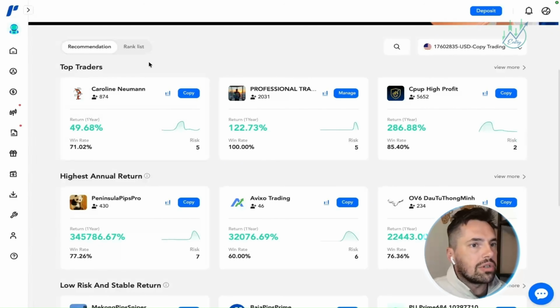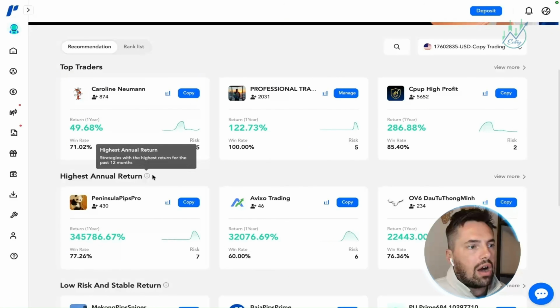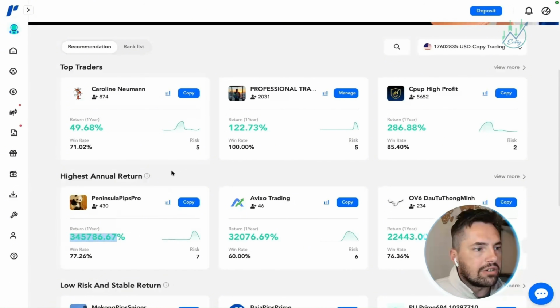So you've obviously got your top traders. Then you've got the highest annual return. So these are strategies with the highest return for the past 12 months. So that's a pretty outrageous sum.